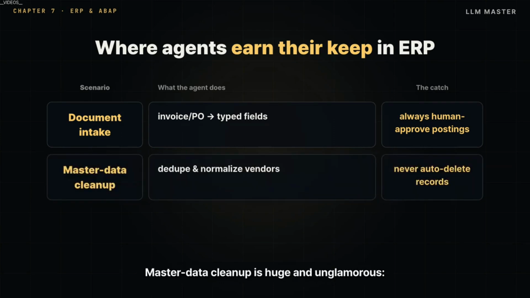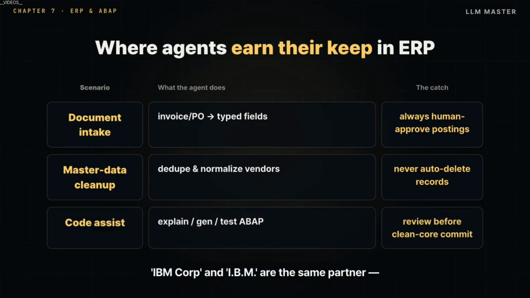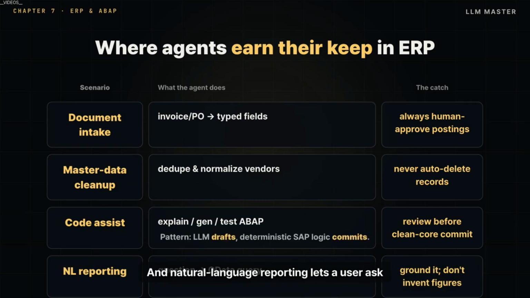Master data cleanup is huge and unglamorous. Vendor, customer, and material records accumulate duplicates and typos for years, and a model is genuinely good at spotting that. IBM Corp and IBM are the same partner, though you never let it auto-delete. Code Assist is the developer-facing one, explaining, generating, and testing ABAP, especially during migration. And natural language reporting lets a user ask a question that becomes an OData query.